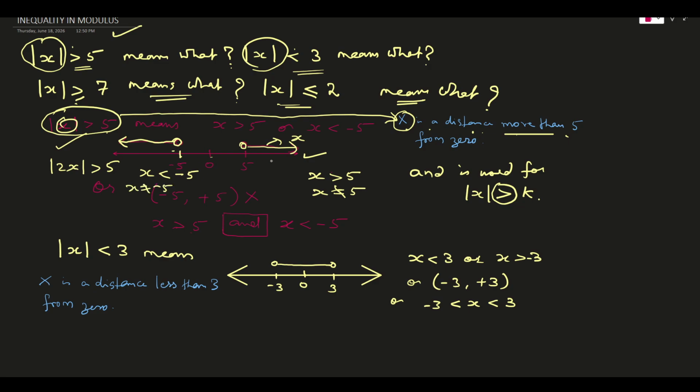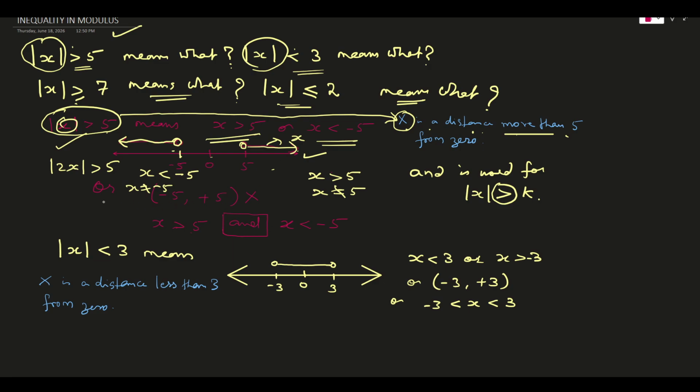Okay, so x is not equal to 5 or minus 5, that I am not taking. But any distance greater than 5 and any distance less than minus 5 will be the answer for this solution. So modulus of x greater than 5, the meaning is always x is greater than 5 or x is less than minus 5. This is the meaning of it. Okay. Now this I have shown on the number line this way. This can be written in this way also.